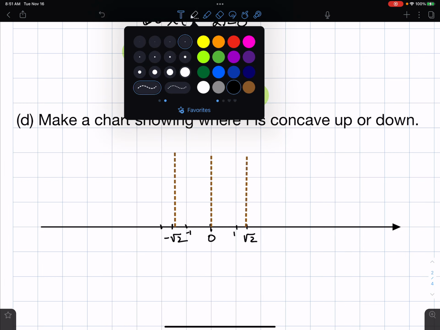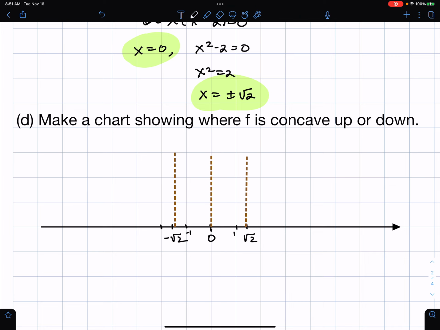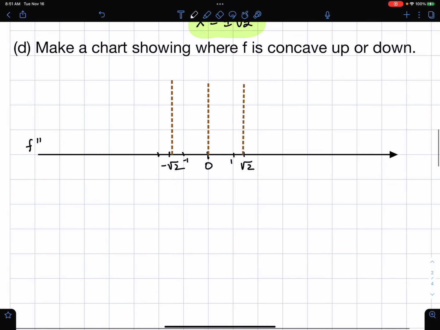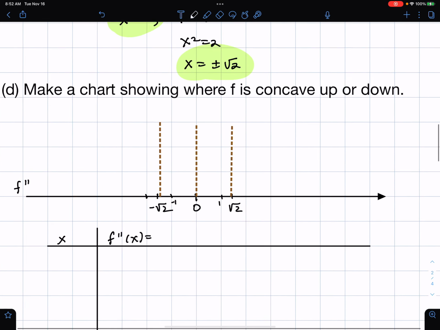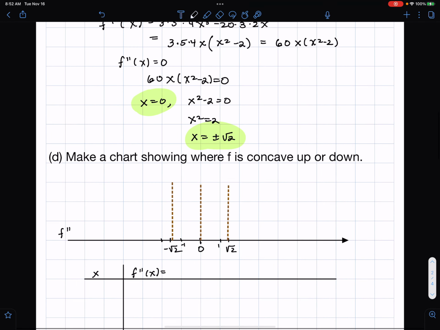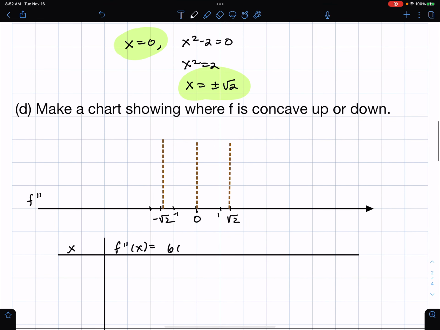Okay, and so now what I'm going to do is try to determine whether f double prime is positive or negative. So I plot points, and I have x. I'll write down f double prime of x, and you could do a factored form or not, but I'll write f double prime is 60x times (x squared minus 2). And I pick one point from each interval. Maybe I'll put this a little lower so it's easier to read.